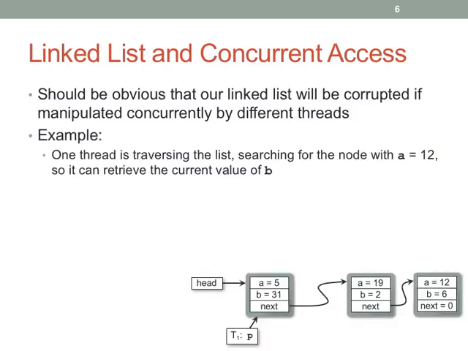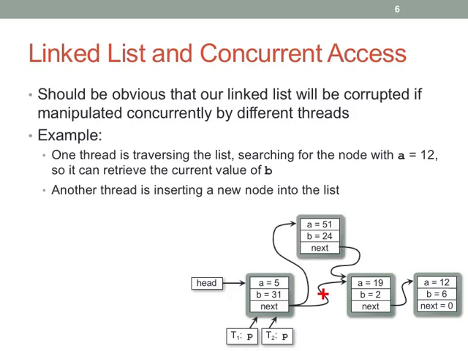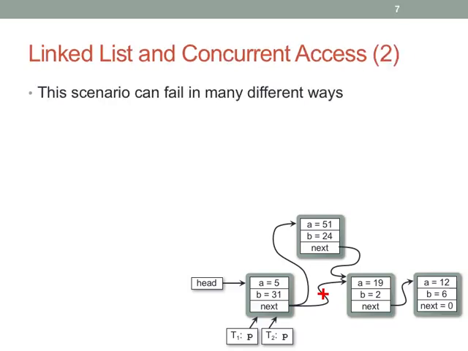So let's say that we have one thread, T1 here, with a pointer to the first node in the list. It wants to find the node with A equals 12. We can all eyeball this and say, oh, that's the last node. Then we have another thread that's trying to insert a node into the list at the same time. It's conceivable that this could happen concurrently without explosions, but it's also highly conceivable that it could explode quite badly.